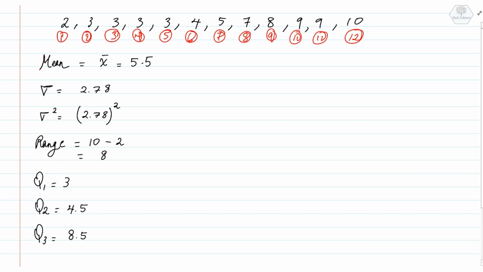Now, what else can I find? I can find the IQR, which is simply the subtraction of Q3 minus Q1. So the interquartile range is equal to 8.5 minus 3, which is 5.5. This is my interquartile range.